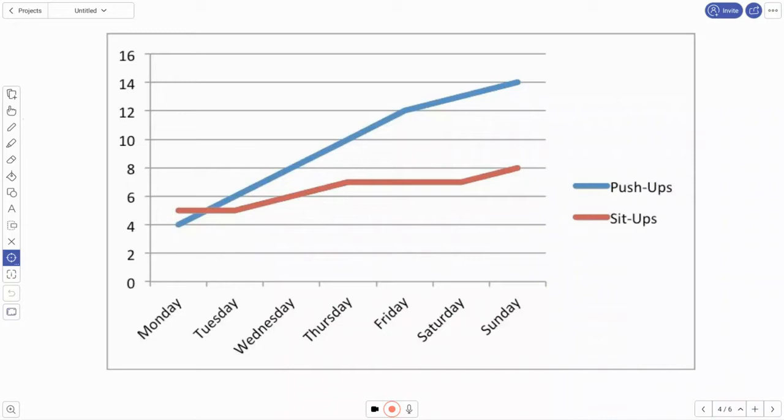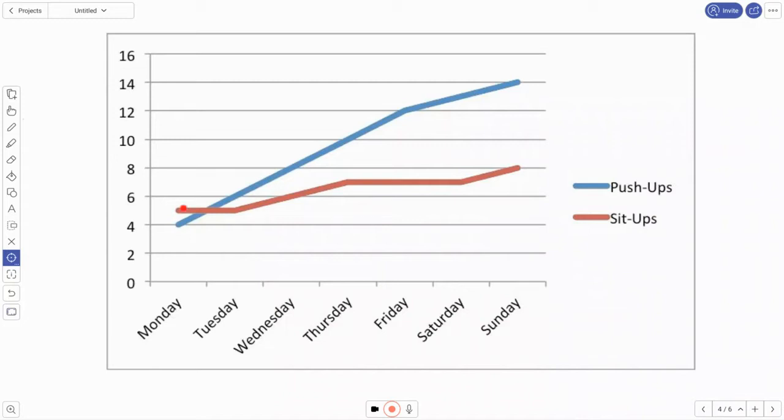So you can see on this first one we're looking at, I see that it has to do with exercises. I see push-ups and sit-ups. Push-ups will be this blue line. Sit-ups will be this red line. So it's how many push-ups, how many sit-ups a person is doing. I see the numbers along the side, and I see that time along the bottom. They're counting in days: Monday, Tuesday, Wednesday, Thursday, Friday, Saturday, Sunday. Okay, so you can kind of follow it along.